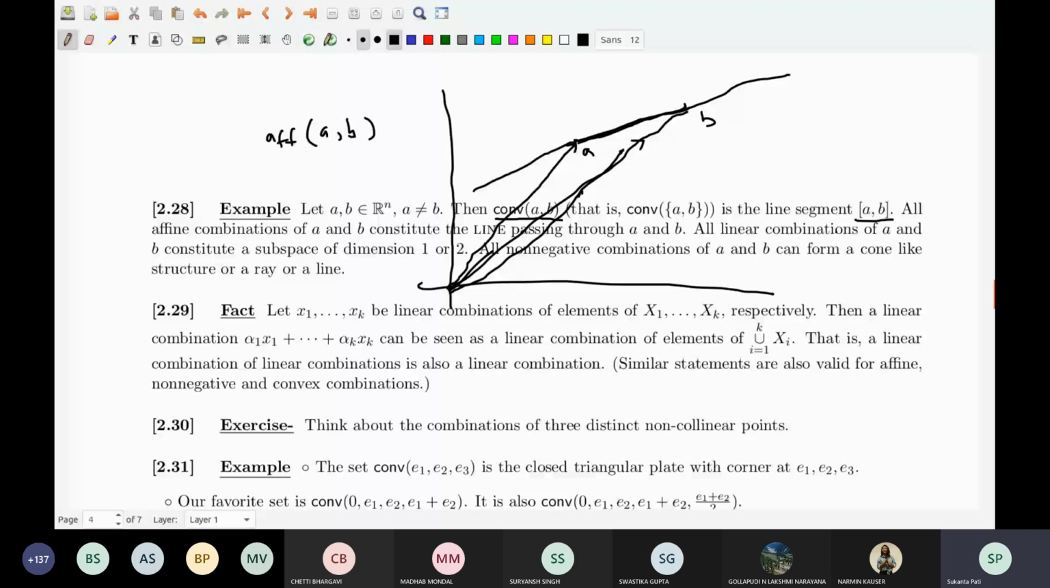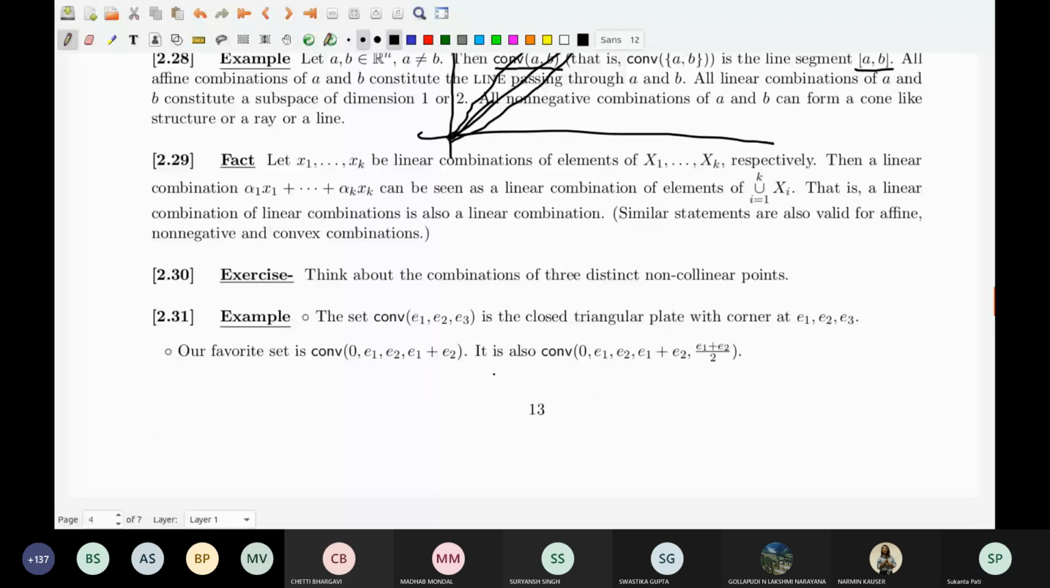Now here is something that you should realize. Suppose that I have a vector x1, which is a linear combination of some points in this set, and I have a vector xk, which is a linear combination of some points in this set. Then if I take a linear combination of x1 to xk, that itself will be a linear combination of some points of this union.